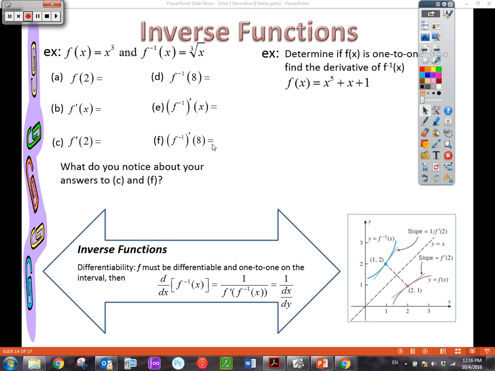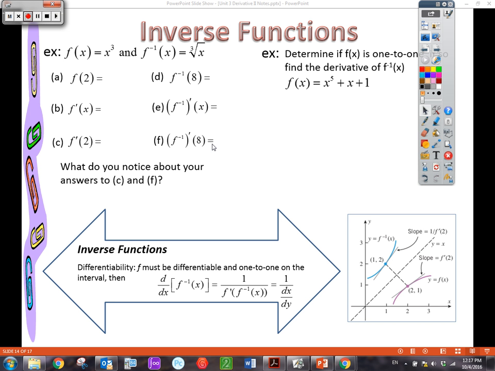Okay guys, let's take a look at our lesson for today. It's on inverse functions. That previous lesson was on inverse trig functions, and we learned how to find the derivatives of the inverse trig functions. This time we're going to be looking at a general inverse function, and that lesson is typically a little bit difficult for students.